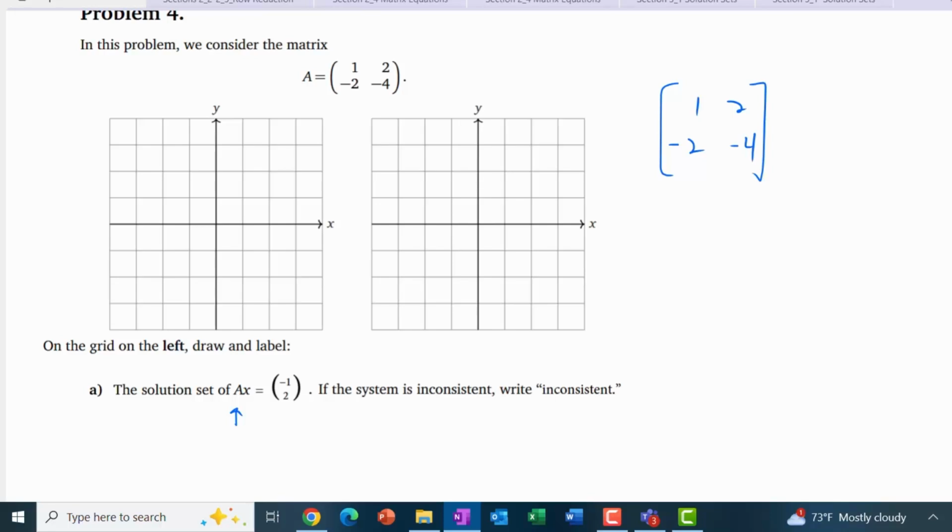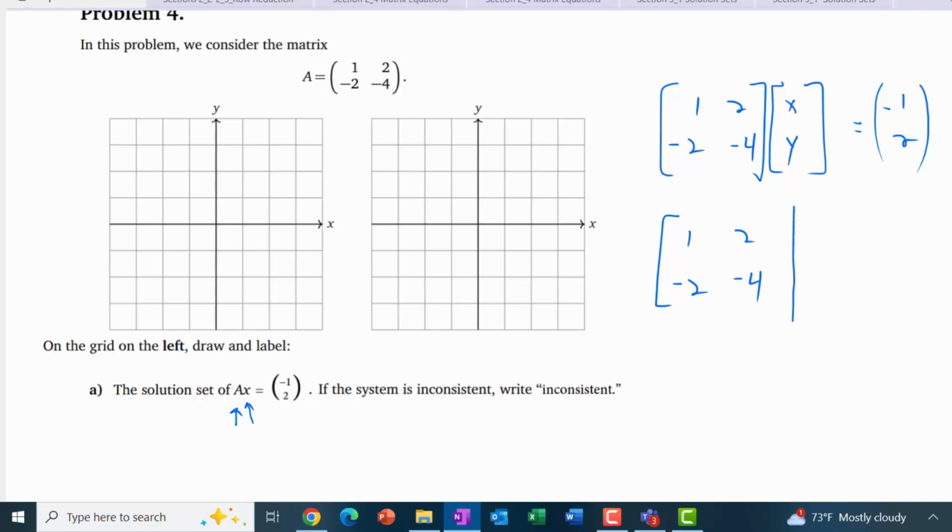And then X, we could just call, it's got to have two entries, right? X, and it's a vector, just call it vector XY. And then equals -1, 2. So we want to solve that system of equations. What's a way to do that? Yeah, what's the related augmented matrix? The coefficient matrix is going to be just A, right?